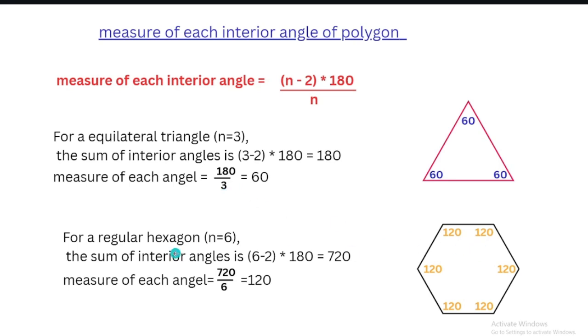This is a hexagon, n equals 6. The sum of interior angles is 6 minus 2 times 180. So the sum of the inside angles equals 720. The measure of each angle is 720 over 6, which equals 120.